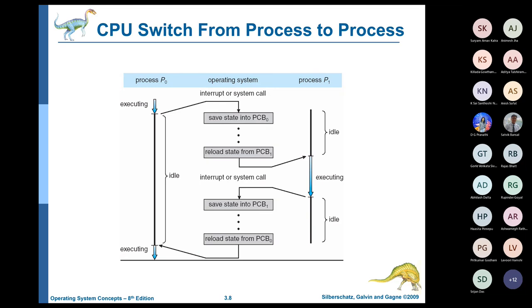Then P1 is given the opportunity to run. Again, P1 executes for some time. Again, it is interrupted, and again the CPU saves the state into the process control block and jumps to a kernel routine which can handle that type of interrupt, and that again maybe is the scheduler. However, end of time slice is not the only reason for which processes can be interrupted. There are other reasons also, as we will see.